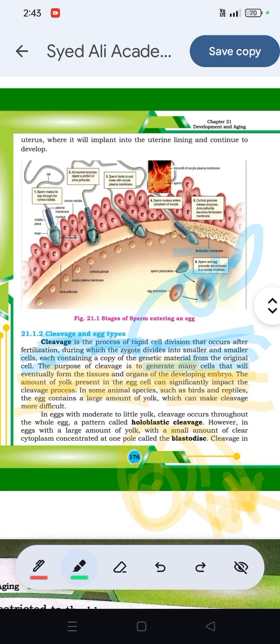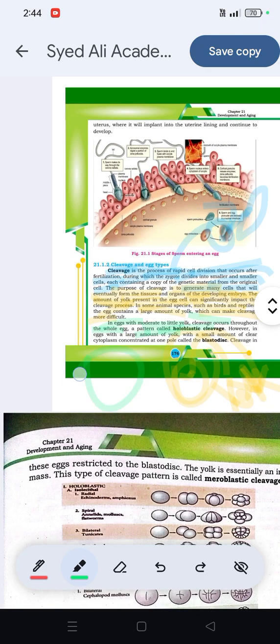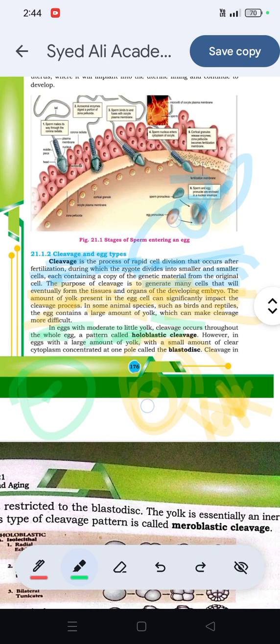Then let's see. In eggs with moderate to little yolk, cleavage occurs throughout the whole egg, a pattern called holoblastic cleavage. In eggs with a moderate or little yolk, cleavage occurs throughout the whole egg. When it occurs through the whole egg, that is called holoblastic cleavage.